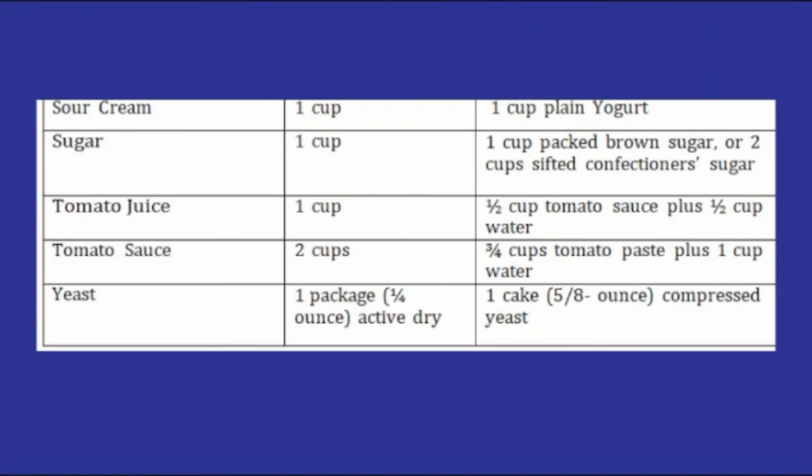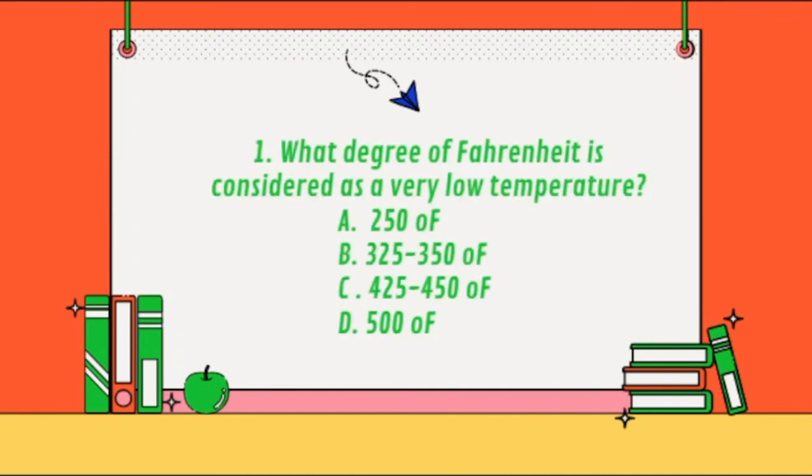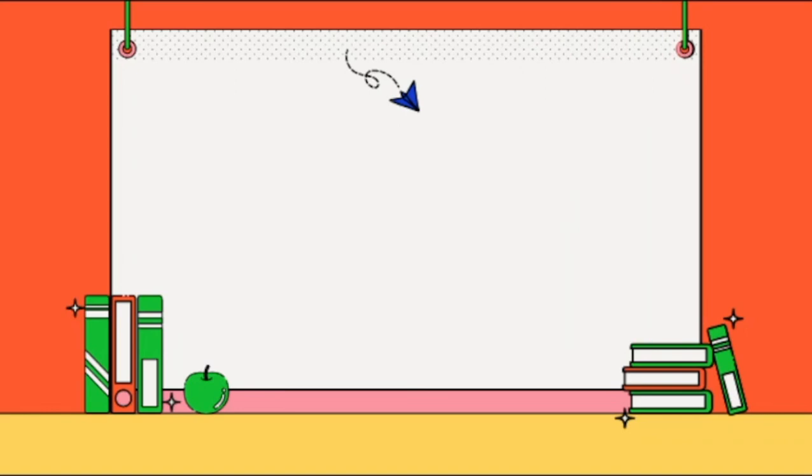Moving forward, let's have an assessment about the things that we have discussed for today. Question number 1. What degree of Fahrenheit is considered a very low temperature? The correct answer is letter A, 250 degrees Fahrenheit.